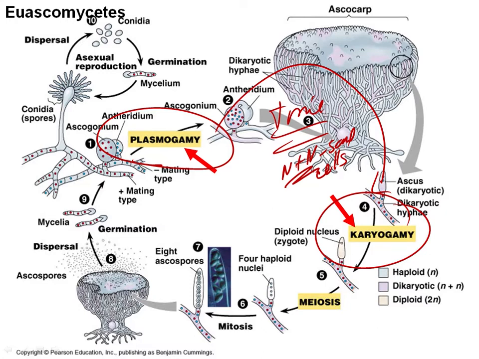And then at karyogamy, we get those two nuclei fusing. In specialized cells of the organism, the two nuclei in the dikaryotic cell are going to fuse. And then after that, we get meiosis and the formation of the ascus. And that's all we need at this point. The main point here is plasmogamy and karyogamy are separated in time, not close together. Really weird stuff. You didn't think organisms can do that, but they can.